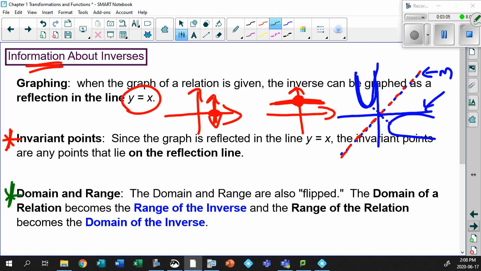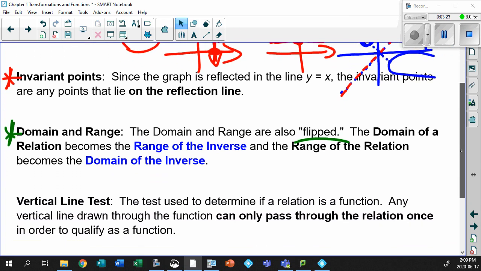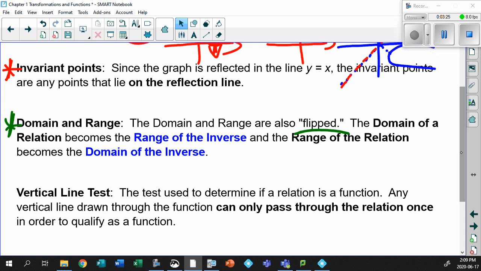And then we talked about this already about the domain and range here, which is very, very cool, because the domain and range is basically what happens with the definition that the textbook gave us. It says the domain and range are also flipped. So what was the domain is now the range. What was the range is now the domain. Aha. But let's keep on going with important information. Do you remember this guy? Vertical line test? Yes. VLT.